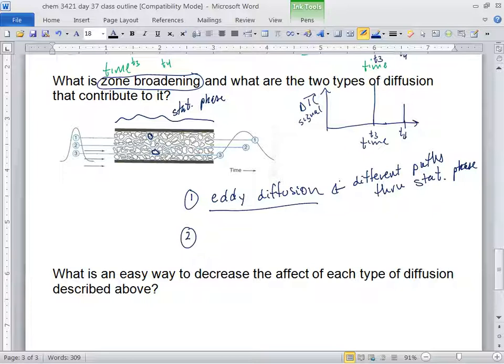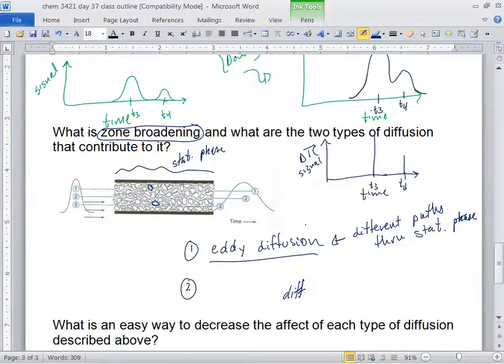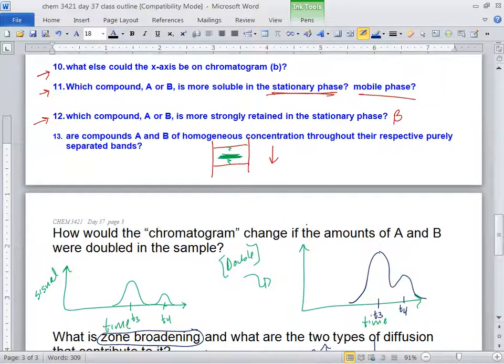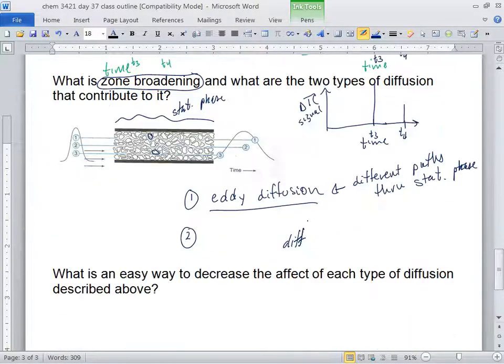Then there's one more type of diffusion. Anybody know what it is? A hint is number 13.